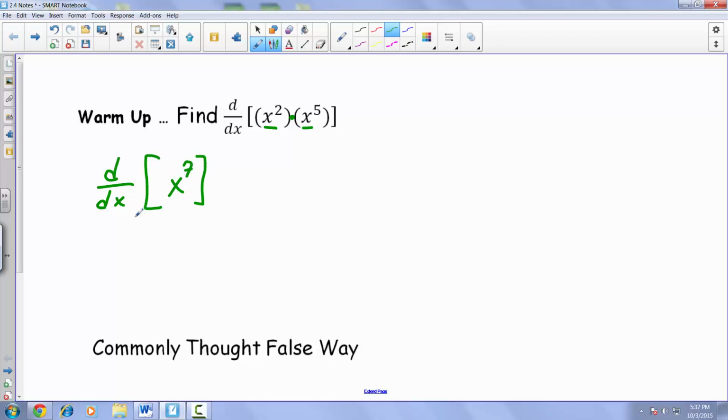Now if we go ahead and take the derivative of that, using our power rule, we know that we're going to pull that 7 out in front. Then we have x, and then we're going to subtract 1 from that exponent. So we should end up with 7x to the 6th power.